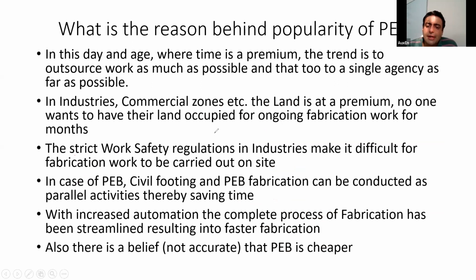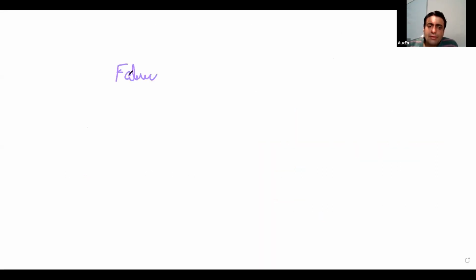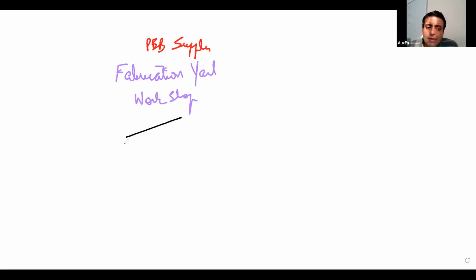So generally what we would be doing is that in the fabrication shop or workshop, in the fabrication yard of the PEB supplier, you will be basically making your members. All those members, whatever members you are making, generally are welded. So all the members that you fabricate in the workshop or in the yard are welded together.